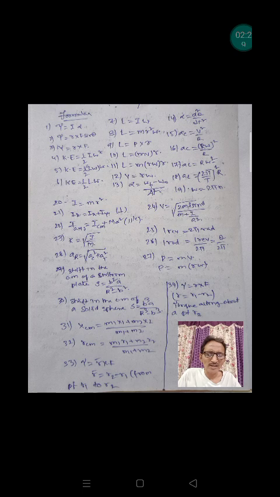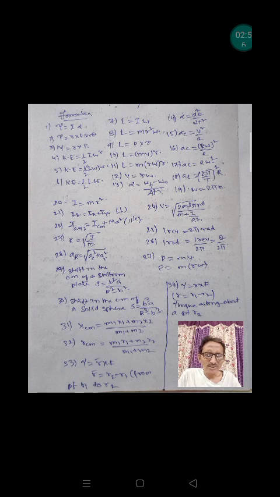Tenth formula if you see, L is equal to P into r, where P means mass into velocity. P stands for linear momentum. L stands for angular momentum. So L should be written as M into V into R. Now we know that V is equal to R omega. Formula number 12 if you see, V is equal to R omega. That you have to substitute in the place of V in formula number 10.